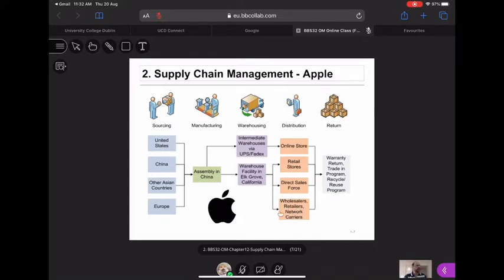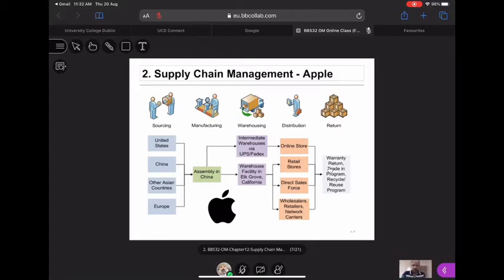Network carriers are like StarHub, Singtel, M1 in Singapore. You can buy from them as well, maybe with a contract, with a mobile phone contract. Okay, so this is how they distribute through their retail. Then finally, the customer will buy.